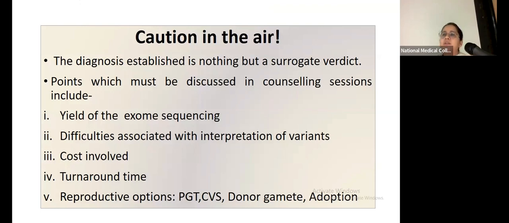So in such scenarios, counseling, both pre-test and post-test, is essential. We have to explain the yield of the sequencing in such cases. We explain the difficulties associated with the interpretation of variants, especially variants of uncertain significance. We talk to them about the cost involved of sequencing other parameters to rule out the VUS. We have to talk about the turnaround time because many of them will be planning pregnancies, and about reproductive options available to them even if they choose not to undergo such testing, that is donor gamete or adoption, which actually reduces their risk.